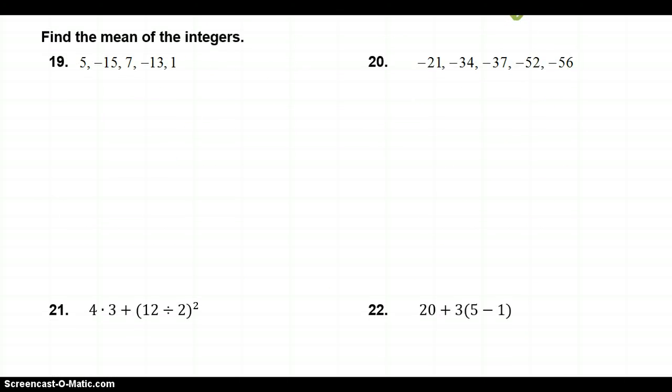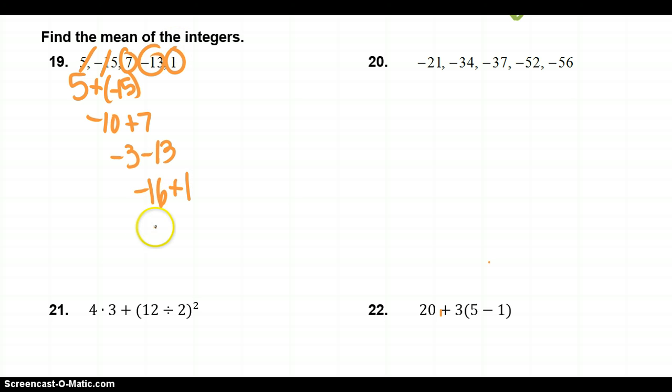Number 19 and 20, you have to find the mean of the integers. And remember, to find the mean, you add up all the numbers and divide by how many numbers there are. So remember, mean is adding. Two at a time, I do 5 plus a negative 15, which is negative 10, plus 7, which is negative 3, minus 13, which is negative 16, plus 1 is negative 15. So that's my total. If I take negative 15 and divide it by 5, because that's how many digits I have, my mean is negative 3.